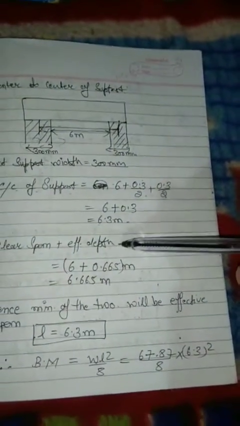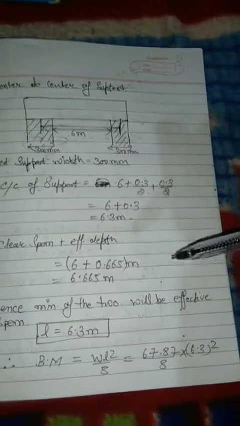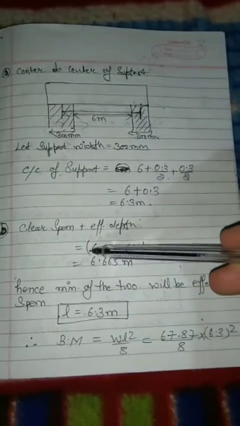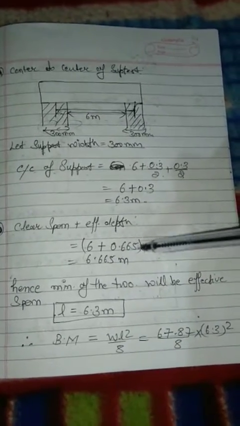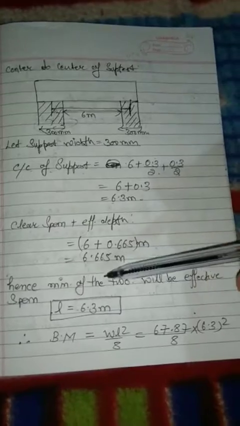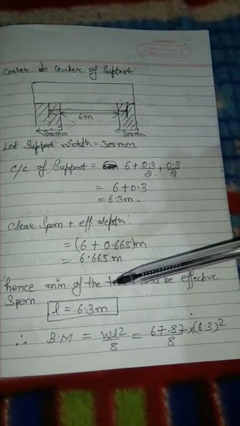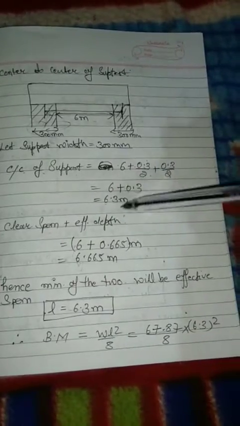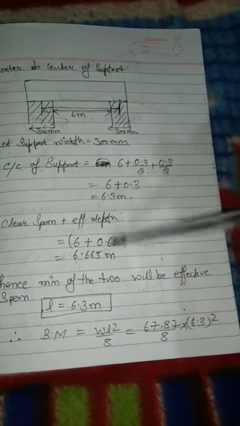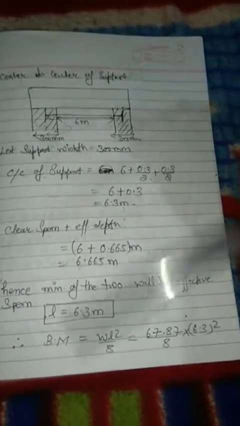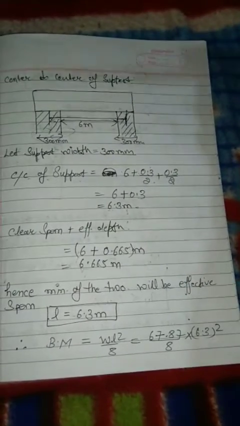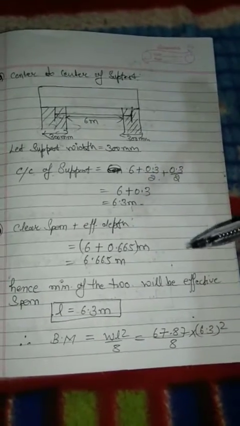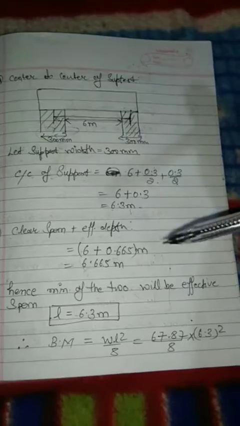Now we'll check the second thing, clear span plus effective depth. Clear span is 6 meters and effective depth is 0.665 meter, so it comes out as 6.665 meter. We need to take the minimum of the two values, so here the minimum value is 6.3 meter. This is the procedure of calculating the effective span. In every numerical problem, you are going to calculate the effective span like this.